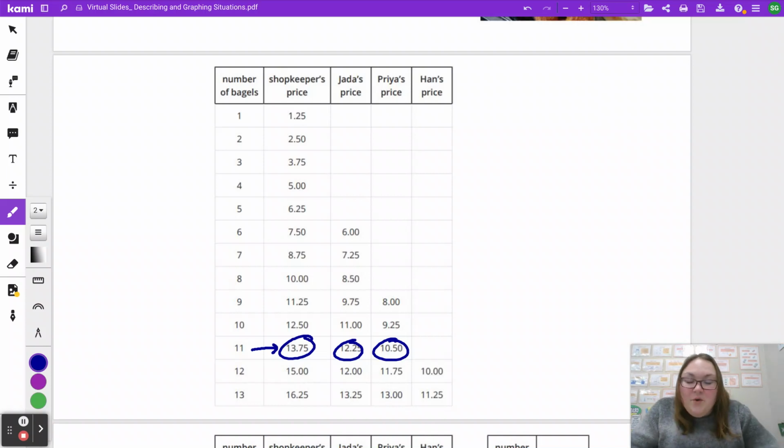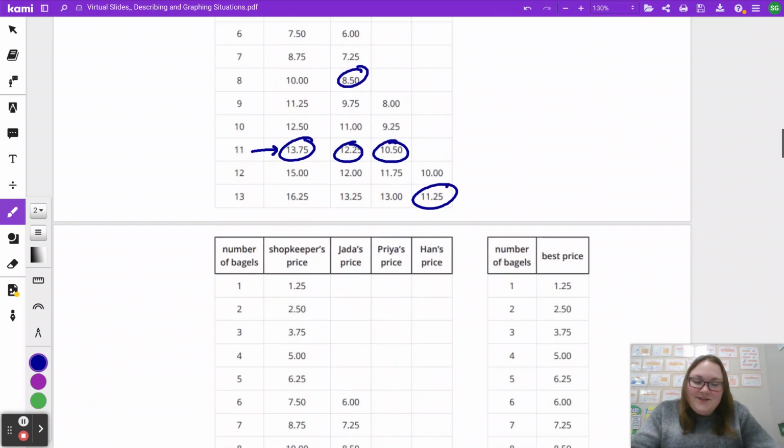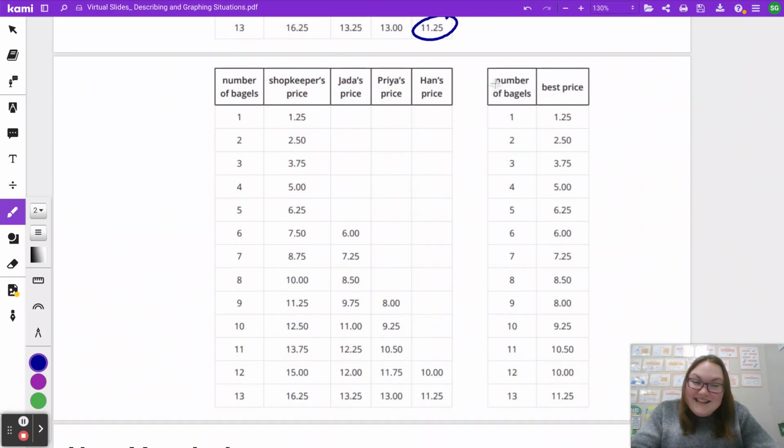And similarly, I could ask that about other numbers. I could say, what's the best price of 8 bagels? And you would say $8.50. What's the best price of 13 bagels? $11.25. So if I'm just asking what's the price, we're seeing there's a lot of answers. But if I ask you the information in the second table and ask you what is the best price, there is only one answer.